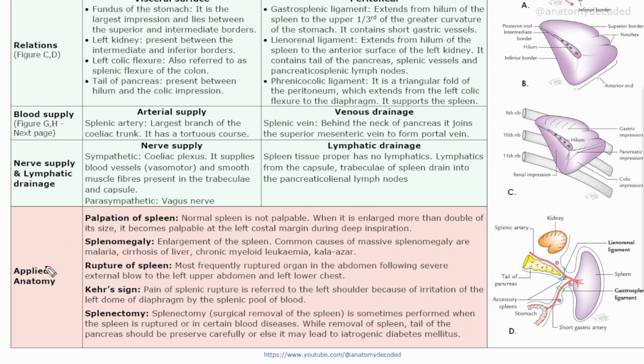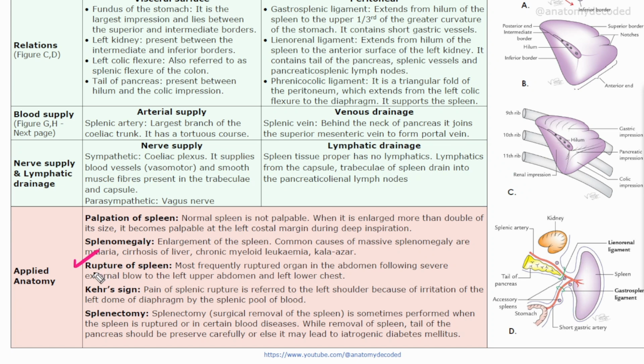Okay, then applied anatomy of the spleen. The spleen can be palpated if it is enlarged in size. Normally it is not palpable. When it is enlarged to more than double its size, it becomes palpable near the left costal margin during deep inspiration. Splenomegaly is the enlargement of the spleen. The common causes are malaria, cirrhosis of liver, chronic myeloid leukemia, and Kala Azar. These are clinical conditions in which the spleen is enlarged.